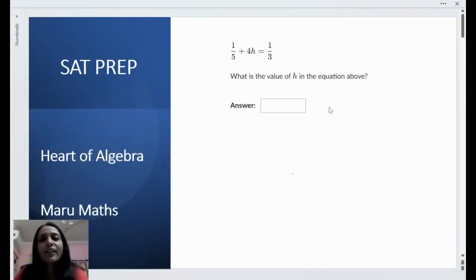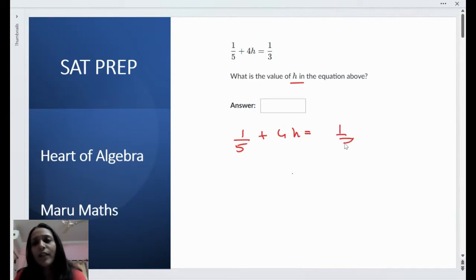So let's get started with the first question. Here we have 1/5 plus 4h is equal to 1/3 and we need to find the value of h. So the first thing I'm going to do is write down my equation: 1/5 plus 4h is equal to 1/3.